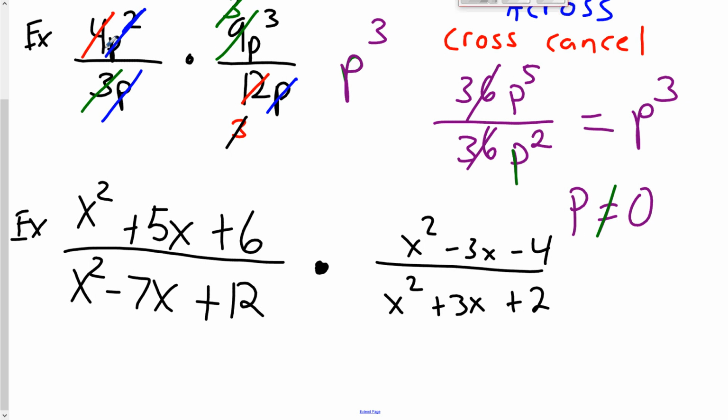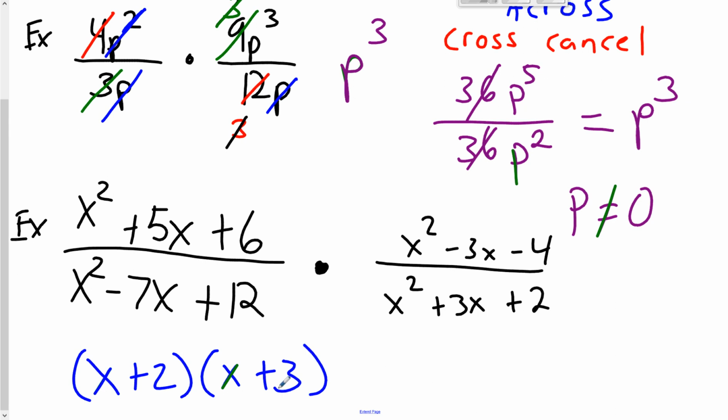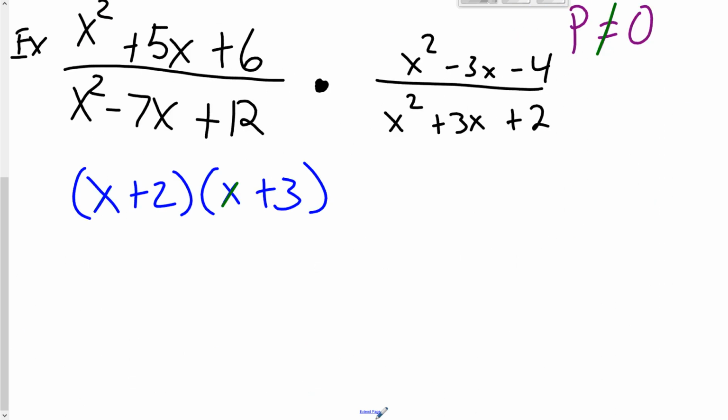But down here, these are trinomials, 3 terms separated by addition and subtraction. So we have to factor. So how do I factor x squared plus 5x plus 6? We already did that today, right? X plus 2, x plus 3. Okay, how do I factor x squared minus 7x plus 12?